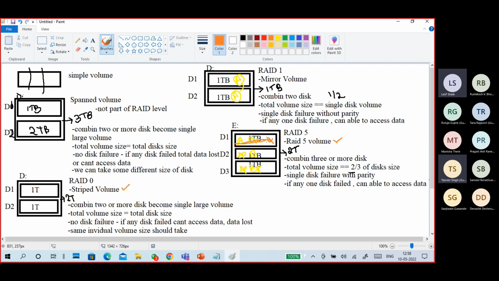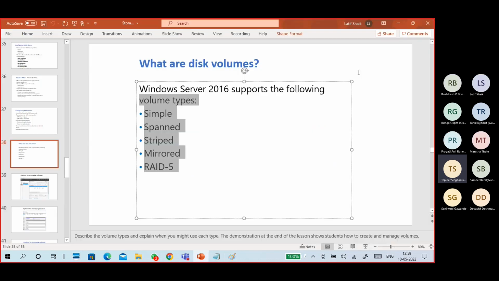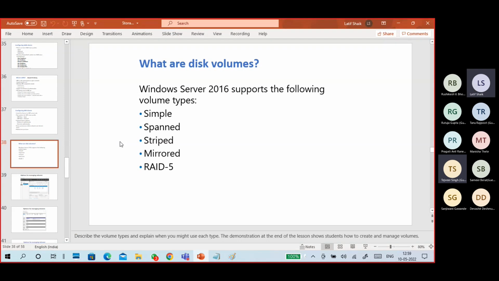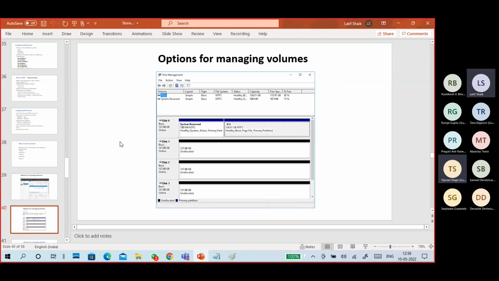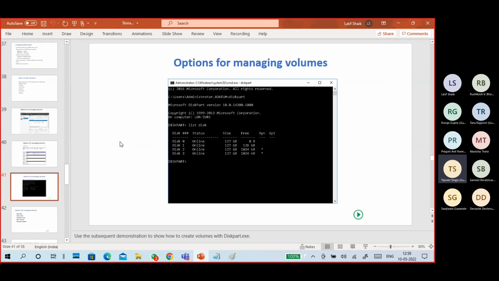Data will be regenerated into the new disk. So that is RAID 5. Guys, understand? RAID 5, RAID 6. Yes, sorry. RAID 0, RAID 1, RAID 5. Striped volume, mirror volume, RAID 5 volume. Using our Windows server, we are able to manage it.